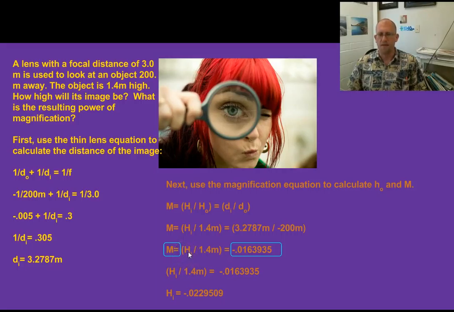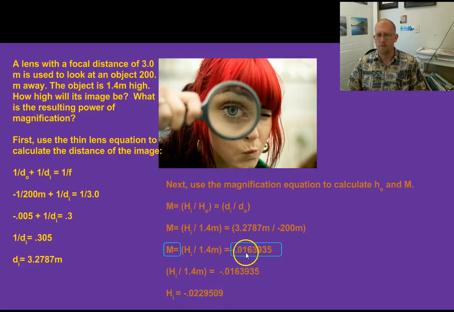And then the height is what I'm looking for here, so I'm going to divide, and I get the resulting magnification on this side. Magnification equals this, and then I can use this ratio, this comparison here, and solve for hi. And so if I'm going to do that, I have to multiply both sides by 1.4, and I get negative 0.229509. And so the height of the image is this, and so the magnification is this.